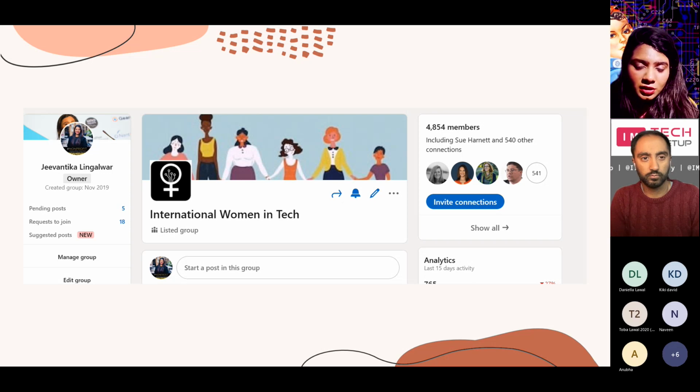So let us continue to work towards this journey, a world where every woman can reach her full potential. And this is where all the meetups, all the mentorship, all the organization efforts come in.